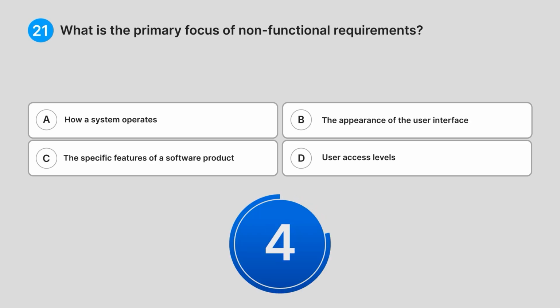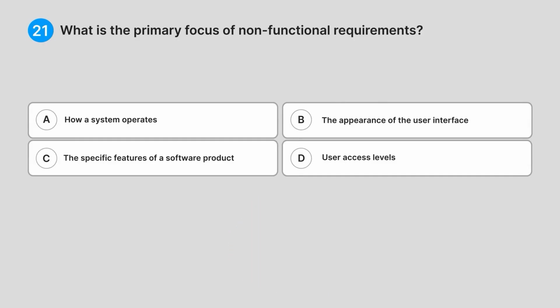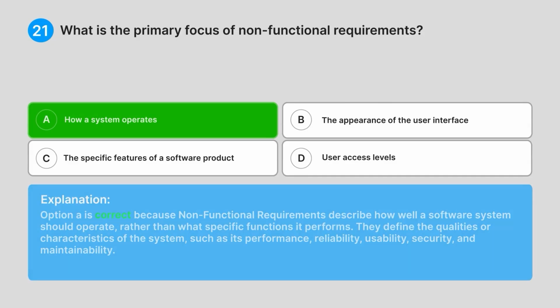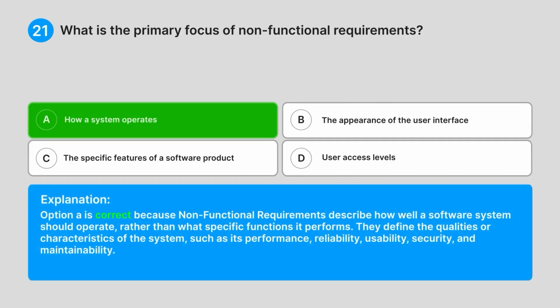Can you guess the answer? Correct answer. A, how a system operates. Explanation. Option A is correct because non-functional requirements describe how well a software system should operate, rather than what specific functions it performs. They define the qualities or characteristics of the system, such as its performance, reliability, usability, security, and maintainability.